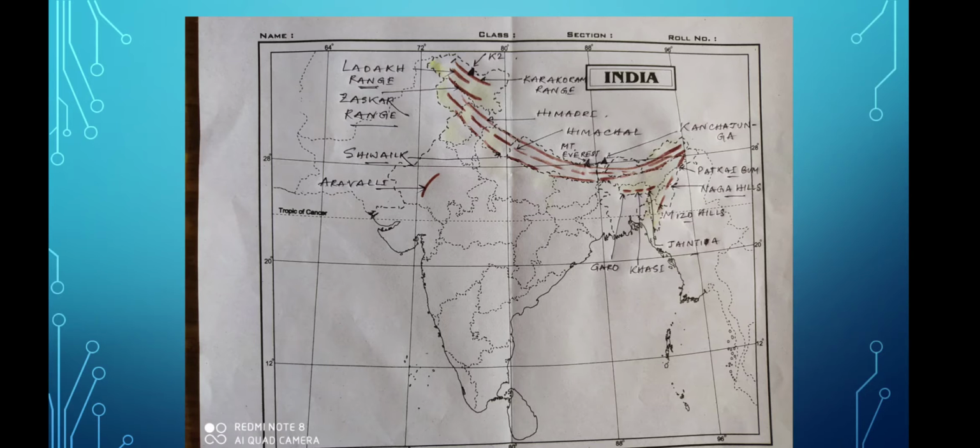And before doing this, once again you will go through your chapter about the parts of the northern mountains that I have discussed. If you have thoroughly studied the chapter, it will be easier for you to point it out on the map.